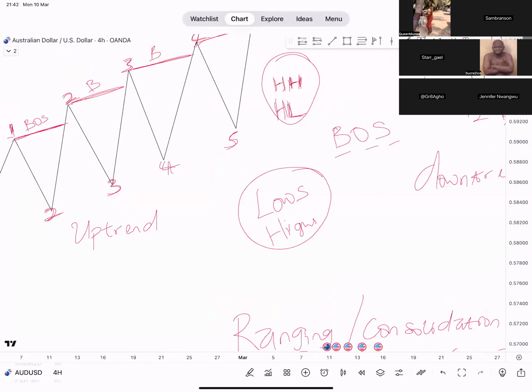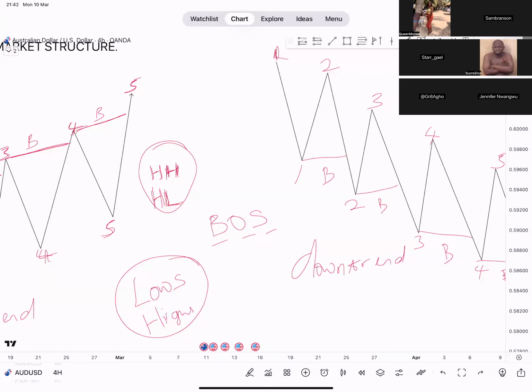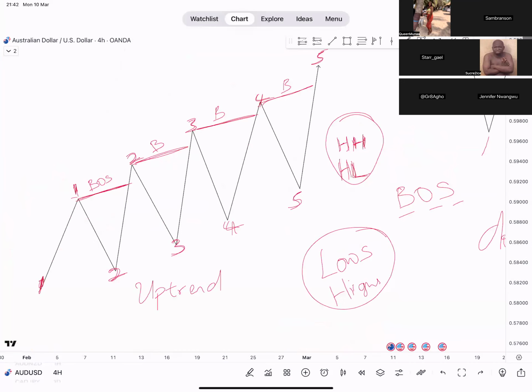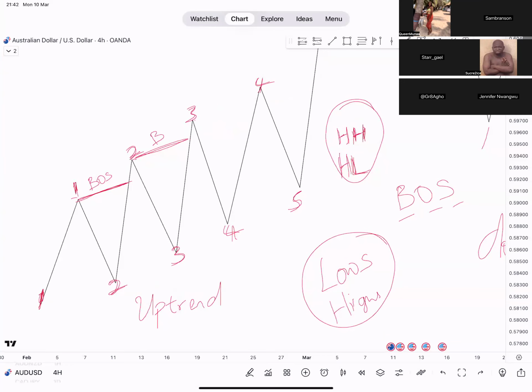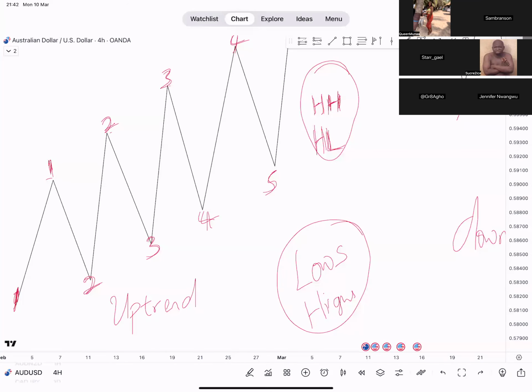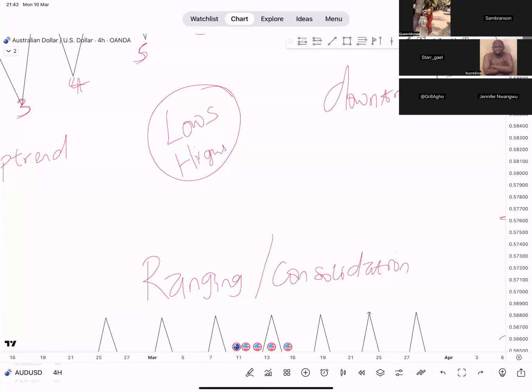But there's still one more thing that I want you guys to take home today, which is the concept of protected highs and lows. Let me clear my screen a bit so it doesn't get too cluttered. All right. So, protected highs and lows.